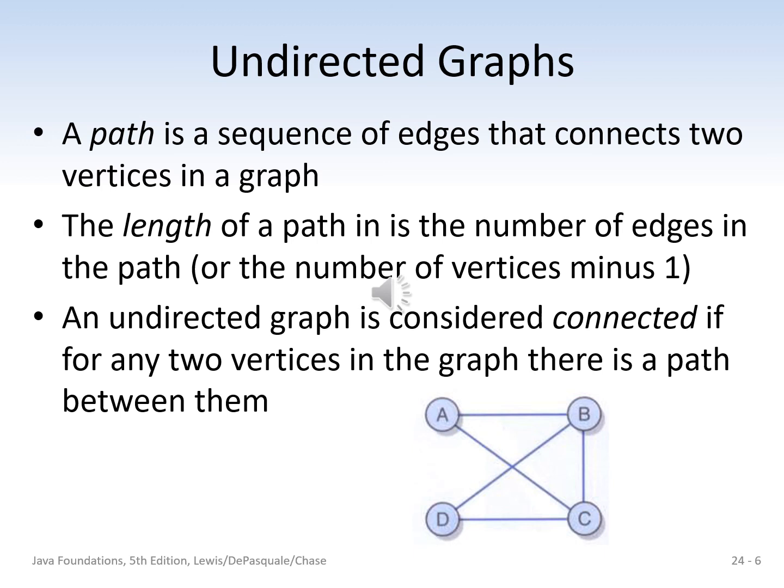So take the path from A to B to C. The number of vertices is 3, and there are two edges, one between A and B and one between B and C. So the number of vertices minus 1, 3 minus 1, is 2, the number of edges. An undirected graph is considered connected if for any two vertices in the graph, there is a path between them.